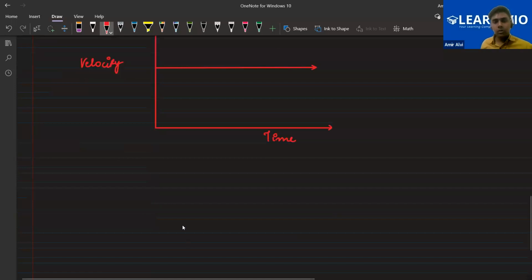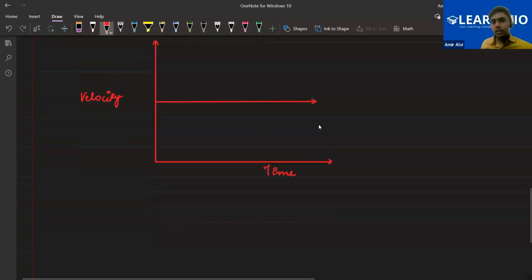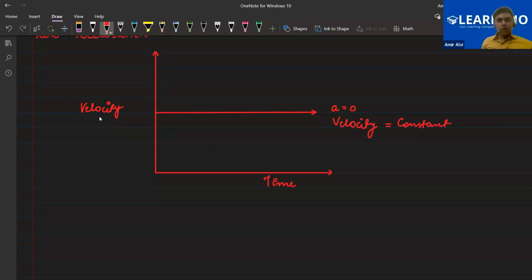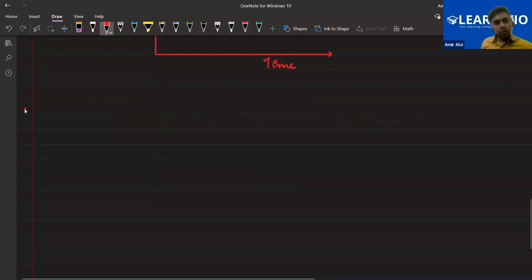Okay. So this is about zero acceleration. So acceleration will be 0. Velocity will be constant. Okay. So next comes the uniform acceleration. Non-uniform acceleration.